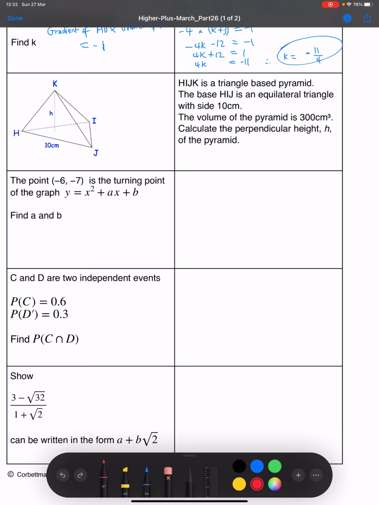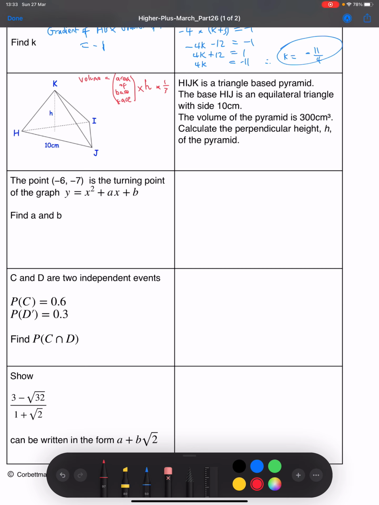Okay, so to work out the volume of this pyramid, it's equal to area of base face, all of that, times by the height, which in this case is h, and then it's divided by 3 or times by a third. That's how that one works. Okay, I'm trying to write this as small as I can.